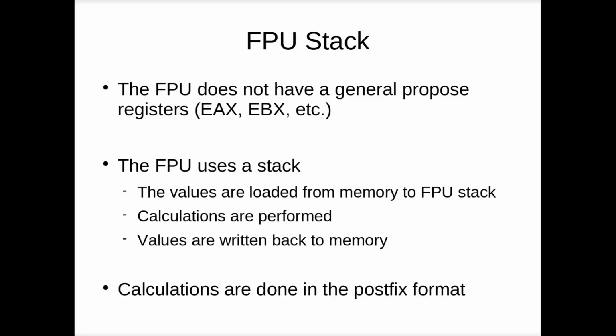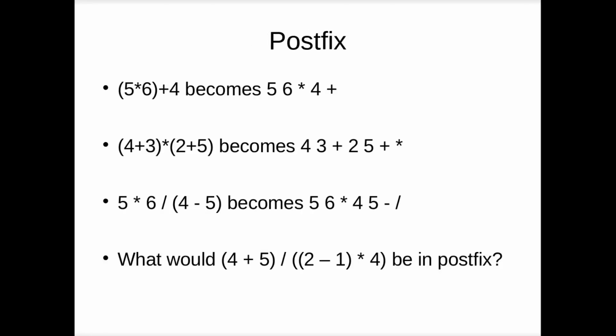For operations on the FPU, we use the postfix format. The postfix format, which I'll describe in the next slide, is a way to calculate the order of operations for your computer program. The postfix format has the numbers and then the operation, then a number, and then the operation. So parenthetical 5 times 6 plus 4 becomes 5 6 multiplied by 4 plus.